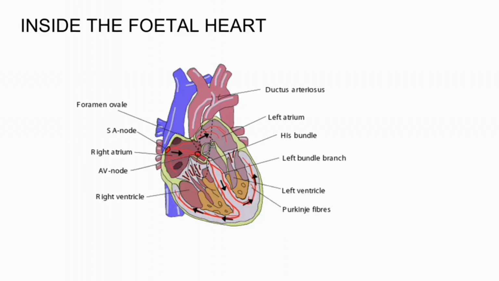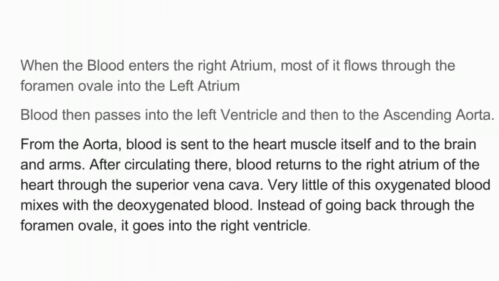As you can see in this diagram here, the foramen ovale and the ductus arteriosus and other shunts of the fetus are being shown in this place. Now when blood enters the right atrium, most of it flows through the foramen ovale into the left atrium.